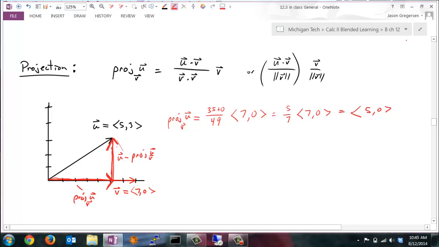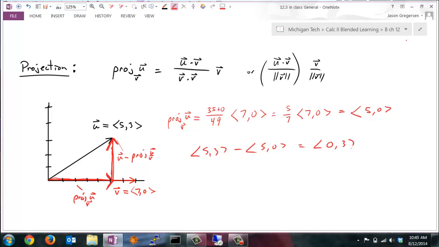And so if I took the vector 5, 3, and I subtracted my projection, which is 5, 0, the result is 0, 3. And that really is that vertical vector. And it's really perpendicular to v. How do I know it's perpendicular to v? How can I show that it's perpendicular to v? If two vectors are perpendicular, what's true? Cosine of theta would be equal to 0, because it's pi over 2, absolutely.